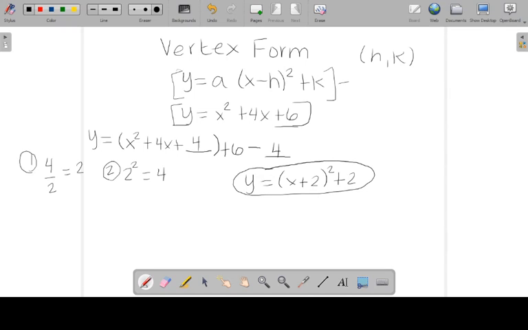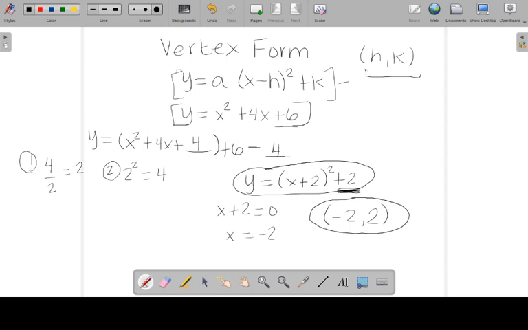So if you were asked what is your vertex from this equation, it's your (h, k) right here, right? So to get your x coordinate, just take the x plus 2 and set it equal to 0. So x equals -2. So your x coordinate is -2. And then your y coordinate is just right here. This is your y coordinate. So it's a positive 2. So your vertex in vertex form is (-2, 2).